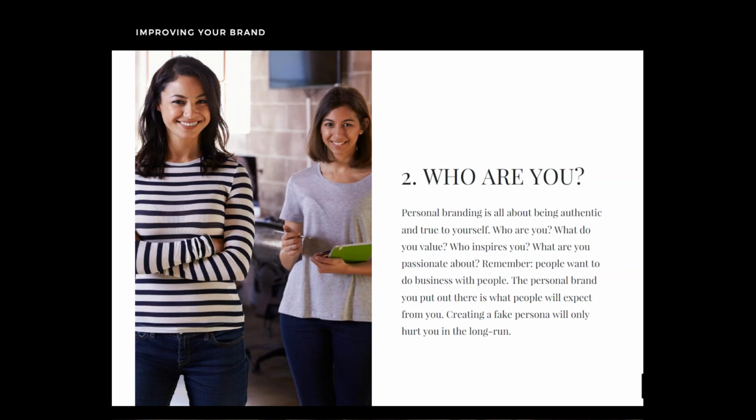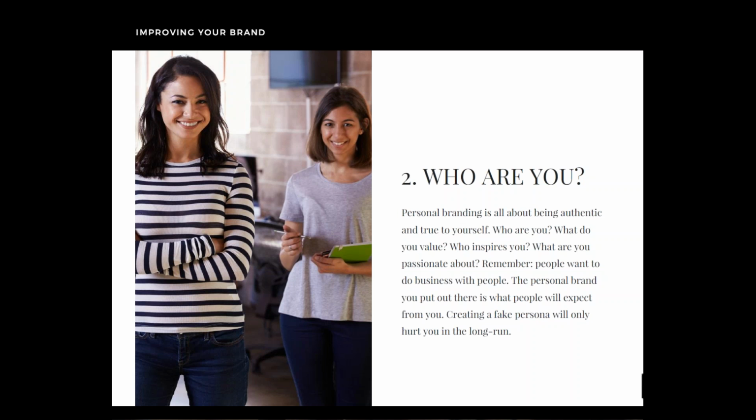I don't think you want them seeing all your party photos from New Year's Eve. Another one, which is probably one of the harder ones, is who are you? Personal branding is all about authenticity, and it's all about being true to yourself. So who are you? What do you value? Who inspires you? What are you passionate about?